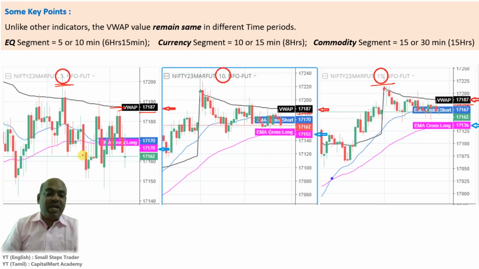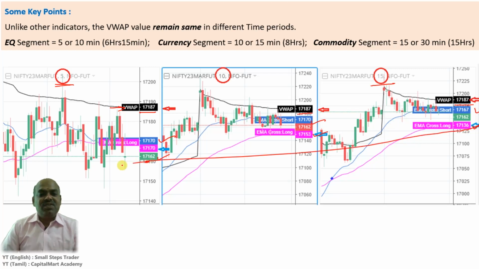In the same chart, I used EMA cross 20 and 50. You see the EMA values here, they are 170, 162, 170, 153, 167, 130, 136. They differ. So whenever the time frame differs, the value of the EMA differs. But if you see the VWAP, it remains the same.